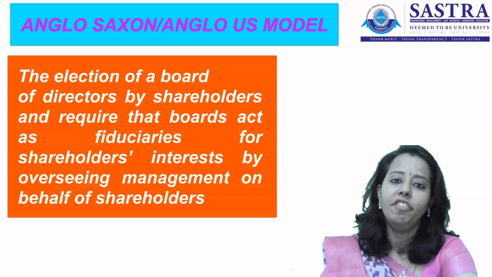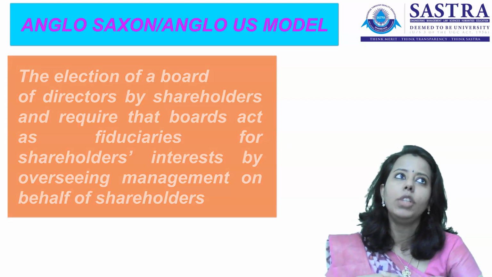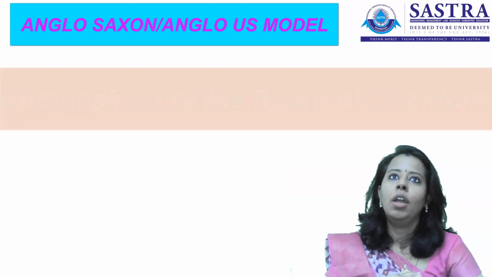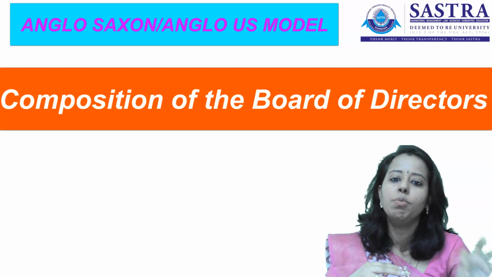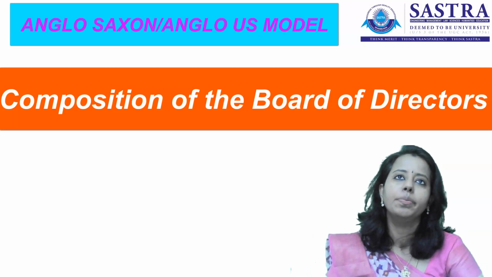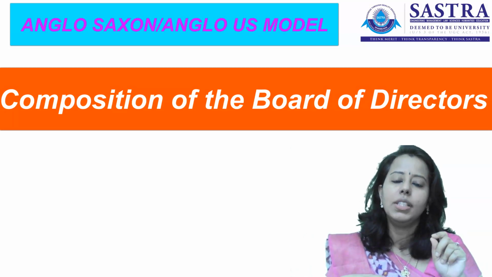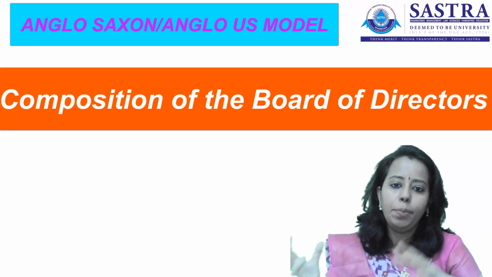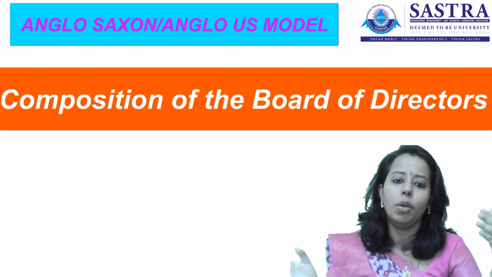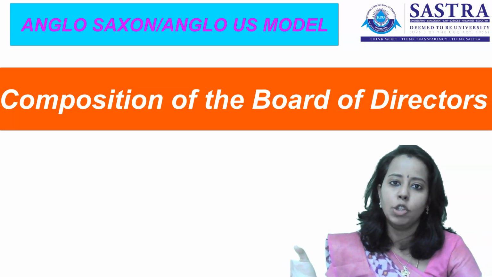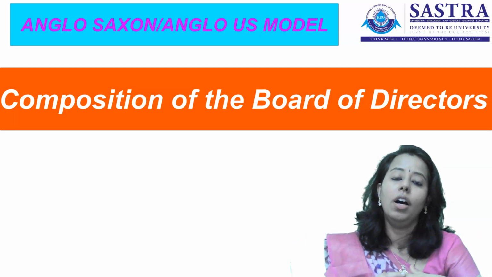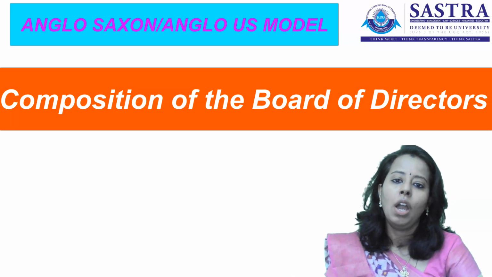So how should the board of directors be composed? The board of directors of most corporations that follow the Anglo-US model may include both insiders and outsiders. An insider is a person who is either employed by a corporation or who has a significant personal or business relationship with the corporate management. People who belong to this category are termed insiders.